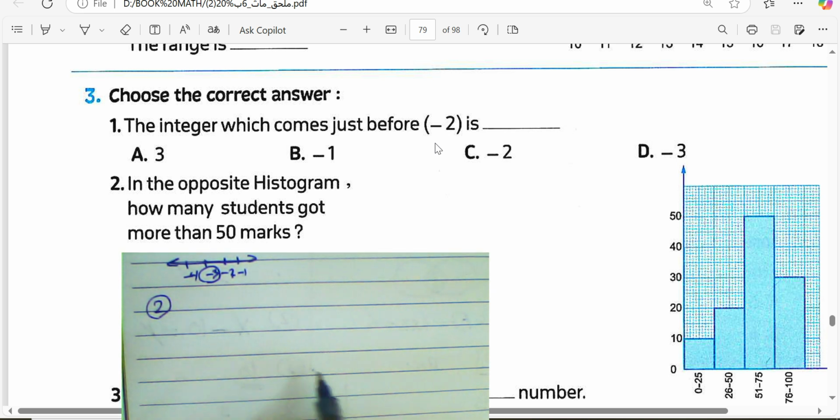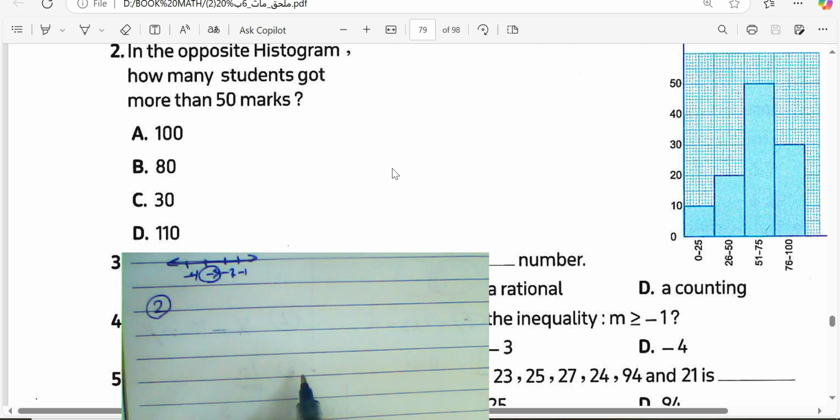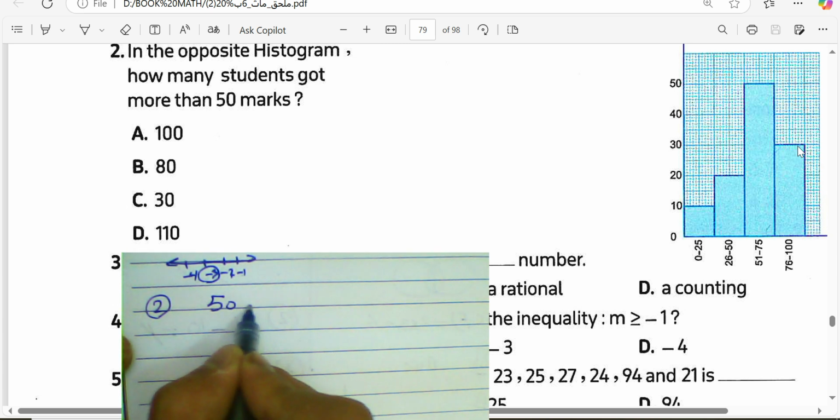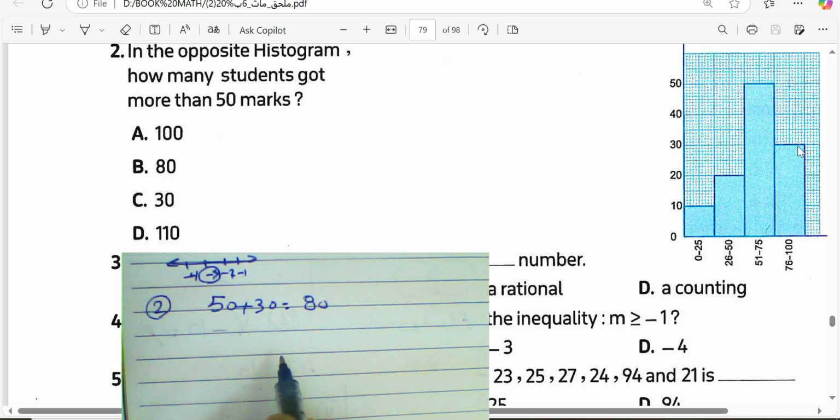Question number 2. In the opposite histogram, how many students got more than 50 marks? 50 marks here, greater than 50 marks. We have 50 students and 30 students. 50 plus 30 equals 80. Again, why? Because he asked about the students who got more than 50 marks.